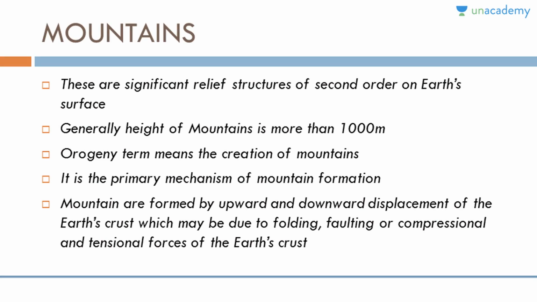Mountains are the significant relief structures of second order on Earth's surface, and generally their height is more than 1000 meters. By the term orogeny, we mean the creation of mountains. It is the primary mechanism of mountain formation, and the mountains are formed by upward and downward displacement of the Earth's crust, which may be due to folding, faulting, or compressional and tensional forces of the Earth's crust.